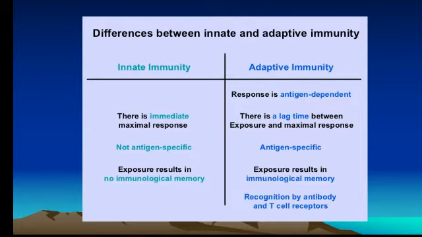The immunological memory means that the memory cells remember the pathogen when it invades next time, they will connect with it and destroy it immediately. Number five, recognition by antibody and T cell receptors. They can recognize the antigen the next time it invades the body with the T cell receptors and kill it immediately.